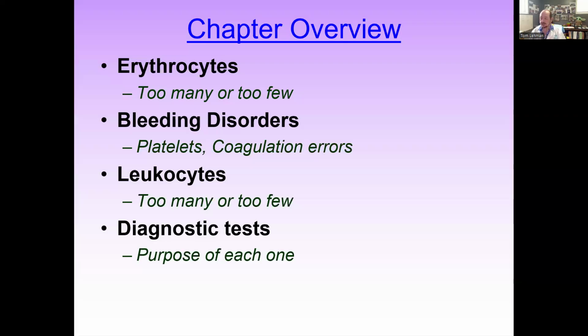This video lecture is going to start chapter 7 on diseases and disorders of the blood. It's going to be focusing on diseases of the erythrocytes, the red blood cells. As we head in, the chapter itself is going to break out into 4 pieces. We're looking at erythrocytes, bleeding disorders, leukocytes, diagnostic tests. And it's actually a very straightforward chapter, and so you should be able to get through it pretty easily.